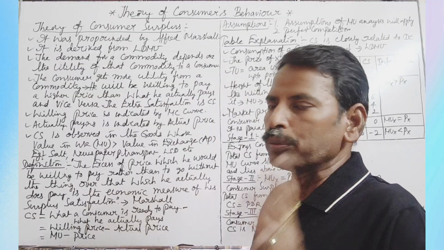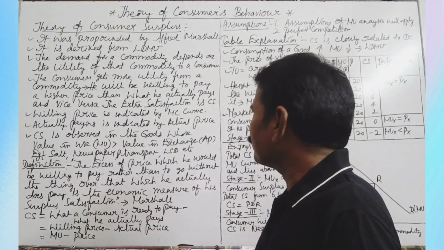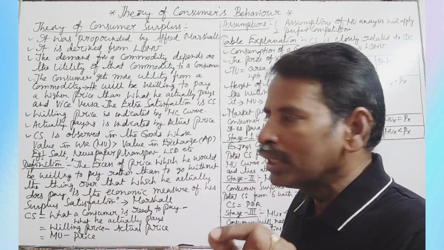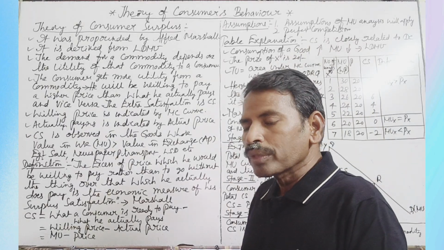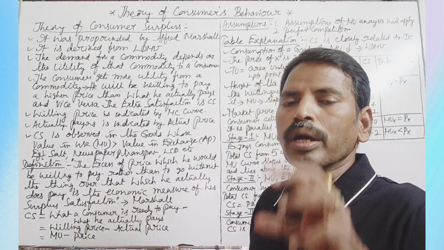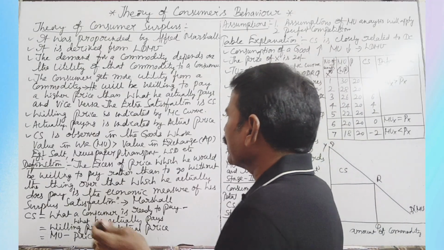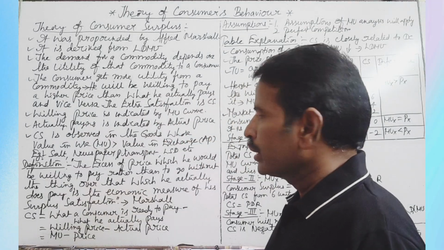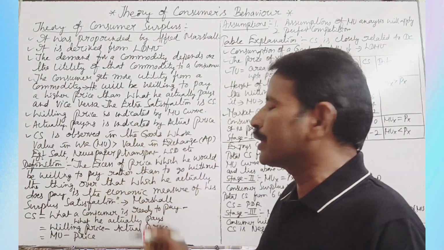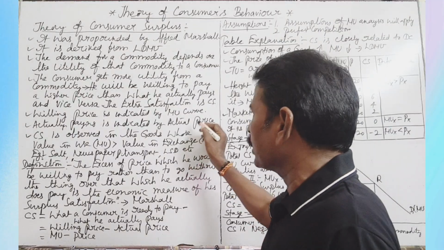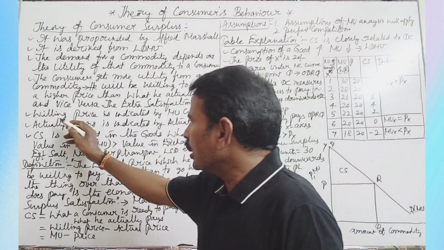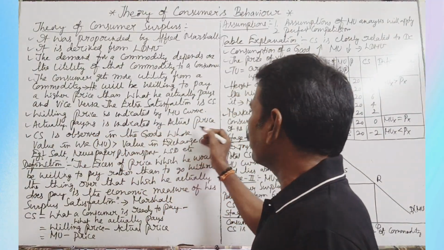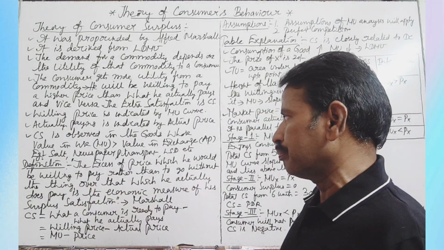Vice versa means opposite. The extra satisfaction is called consumer surplus. Here, the willing price is indicated by the marginal utility curve, and what he actually pays is indicated by the market price or actual price.